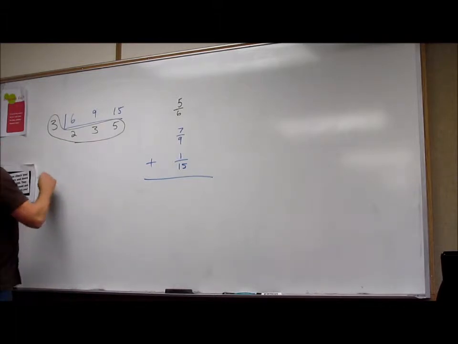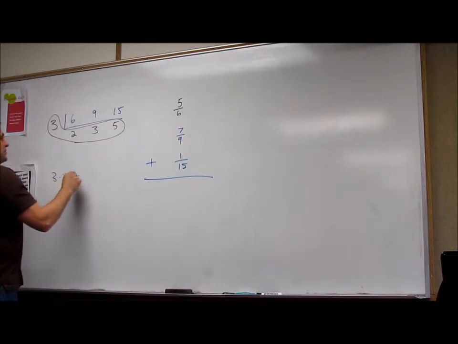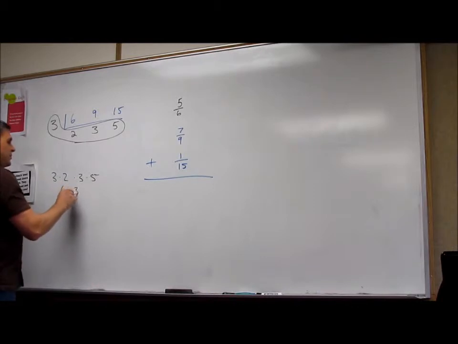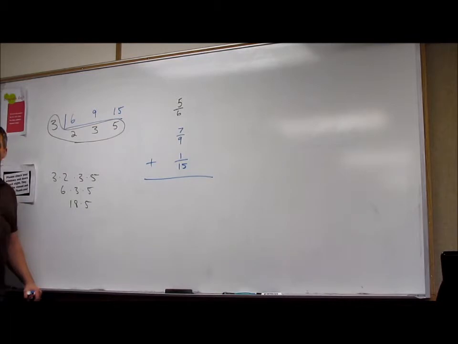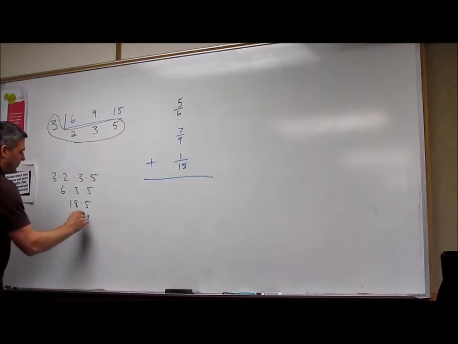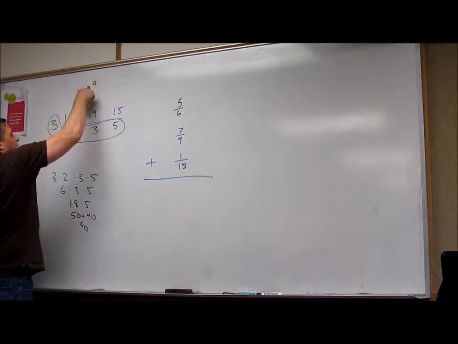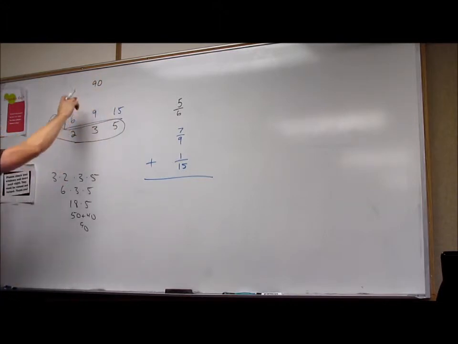So what is 3 times 2 times 3 times 5? Well, 6 times 3 times 5, so it's 18 times 5. Wow, there's that number again. And 18 times 5 is 50 plus 40, so we got 90. For some reason, 90's been coming up a lot today, but it's telling us 90. Now, all these numbers go into 90.